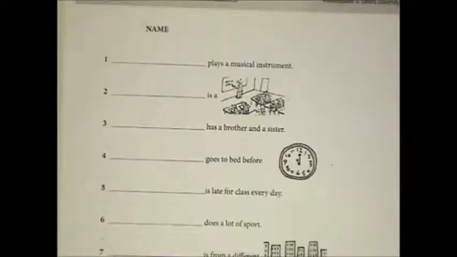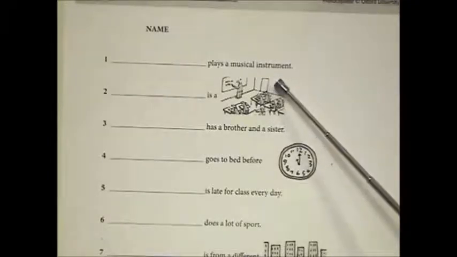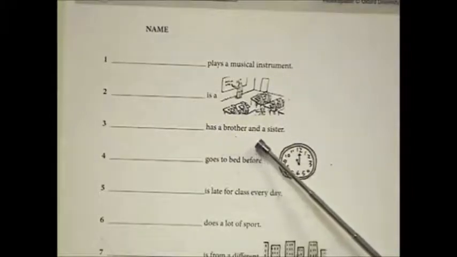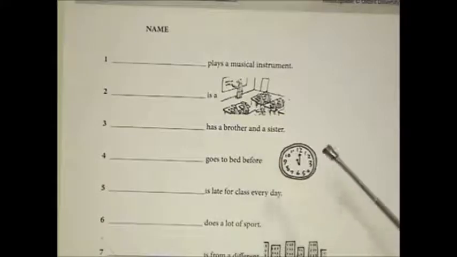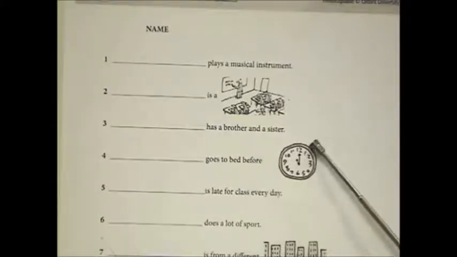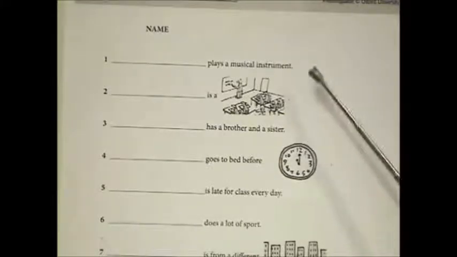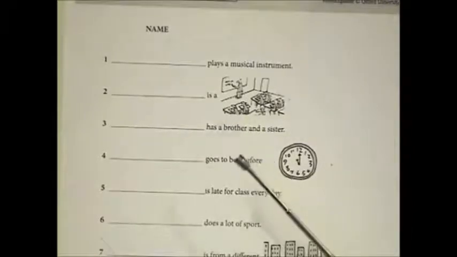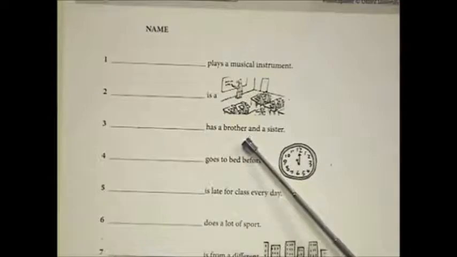Our first example of a teaching idea for the present simple tense will be a classic activity called Find Someone Who. Here, we'll be trying to find someone who has a general truth, such as the ability to play a musical instrument or the fact that they have a brother and a sister. This results in students going around the room asking questions in the present simple tense, such as, do you play a musical instrument? Are you a teacher? Do you have a brother and a sister?